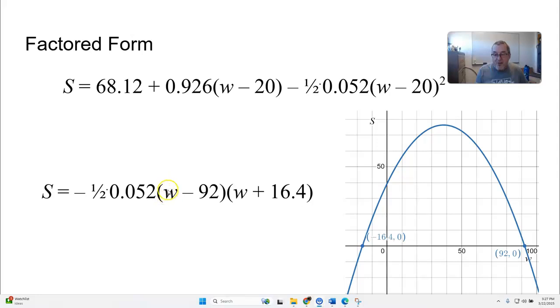But then now the factored form, W minus 92. Remember this? If W is 92, 92 minus 92 is what makes the 0. So we need W minus 92 to get to that 0. Or W plus 16.4. Why? Because when W is negative 16.4, you add 16.4, you'll get 0, making this whole quantity 0. And so there it is in factored form. So we've got standard form with a reference of 20, 68.12. We've got now factored form.